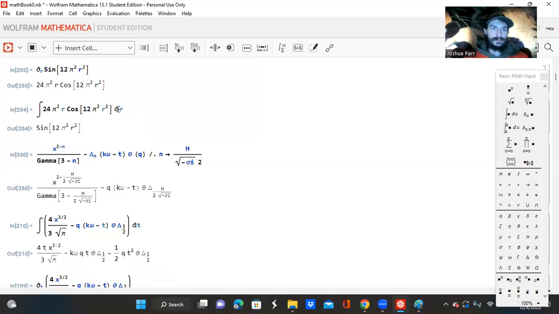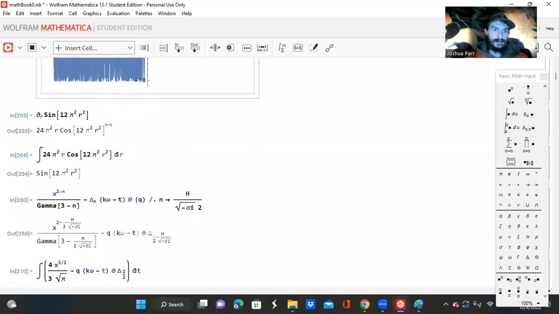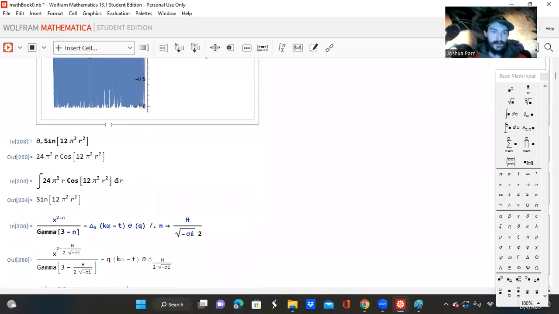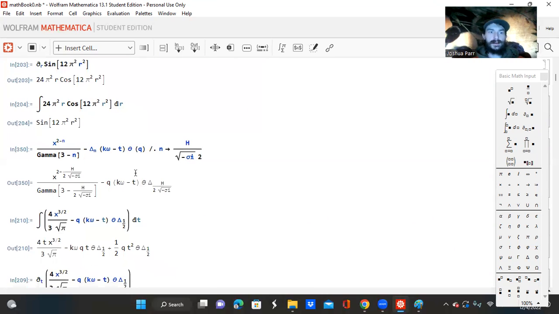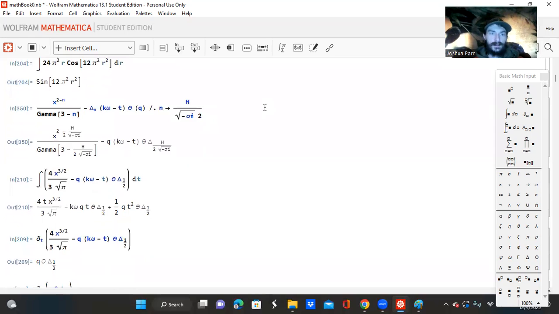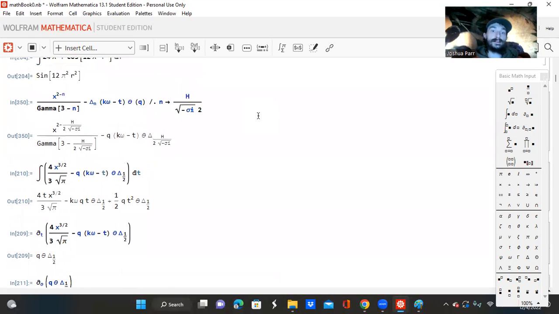So here, I asked for, yep, that was from answers from up above. We got partial derivative, and we got an integral for r. Here I'm asking for x squared minus n over the gamma function of 3 minus n minus delta sub n k omega minus t theta of q. And I'm asking to make n h over root negative sigma I times 2. My answer gave me the answer.